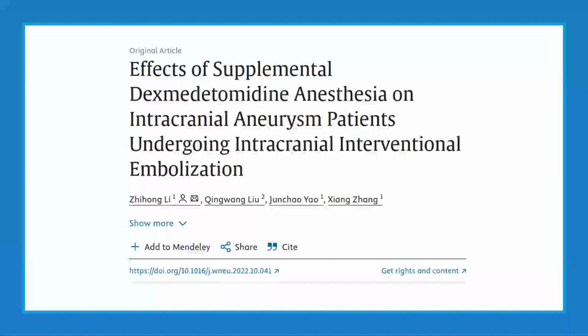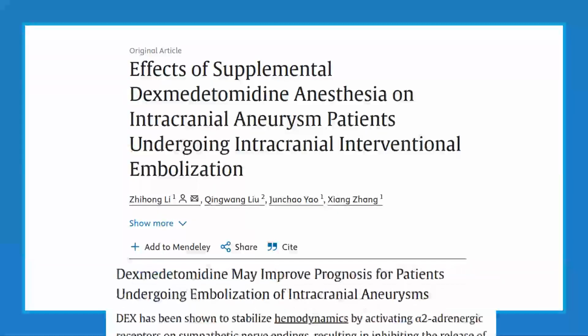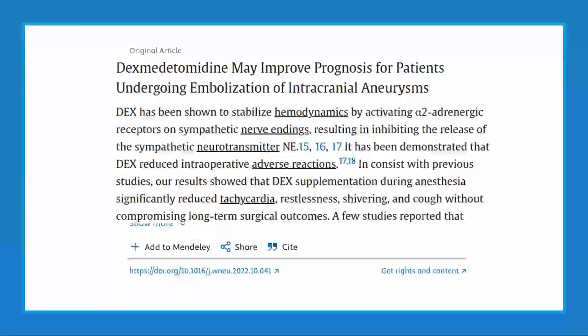Effect of supplemental dexmedetomidine anesthesia on intracranial aneurysm patient undergoing intracranial interventional embolization. Dex has been shown to stabilize hemodynamics by activating alpha-2 adrenergic receptors. It has been demonstrated that Dex reduces intraoperative adverse reactions. The result showed that Dex supplementation during anesthesia significantly reduces tachycardia, restlessness, shivering, and cough without compromising long-term surgical outcome. So nowadays it is a very common practice to use Dex throughout the procedure. As you can see, there are many advantages of using dexmedetomidine.